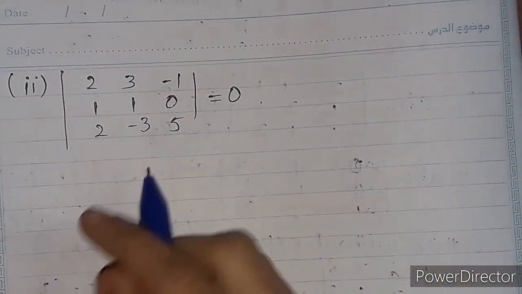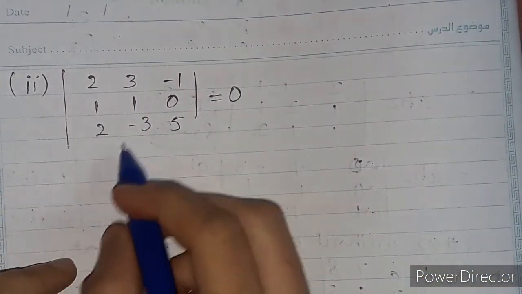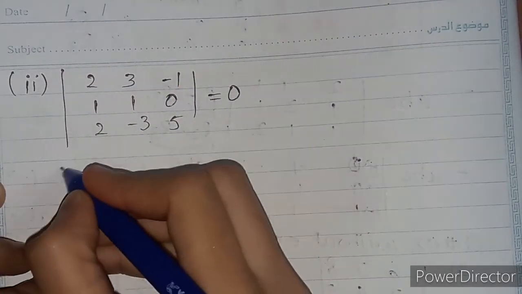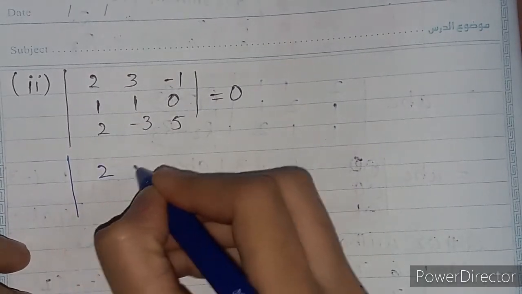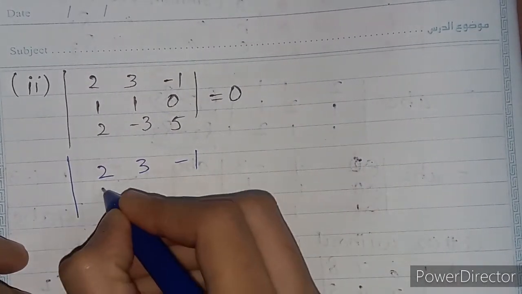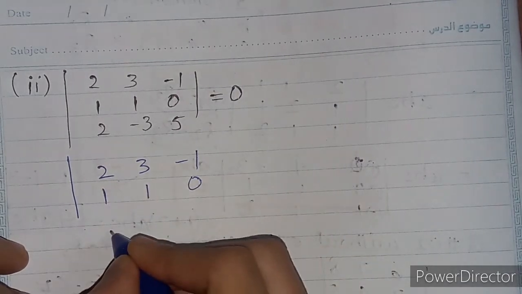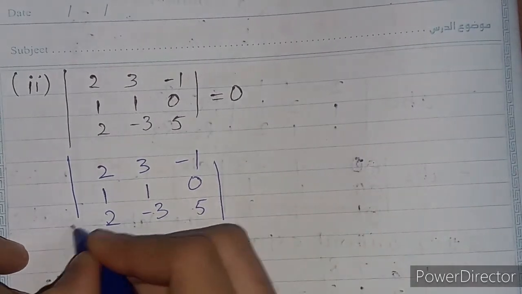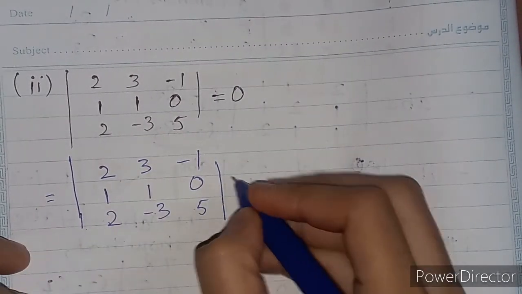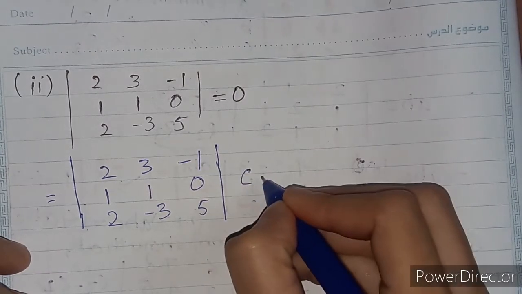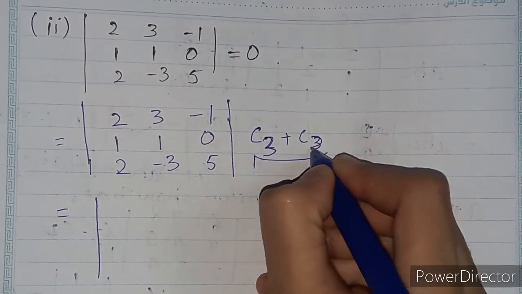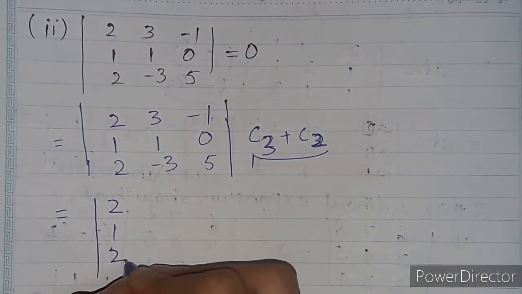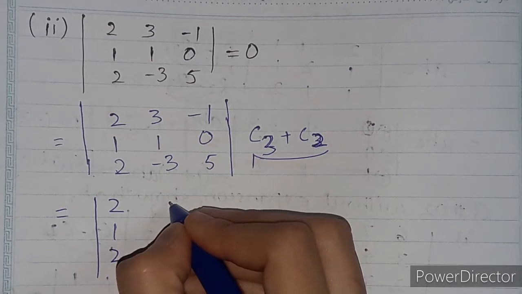Number 2 is, this part is very easy. In this part we will just add column 2 into column 3. So rewriting the question. So in this case we just add column C3 in C2. C1 remains the same and C2 remains the same.